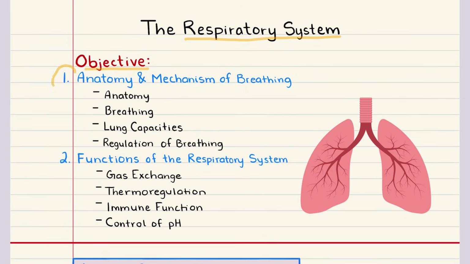First, we're going to go over the anatomy and mechanics of breathing. We're going to walk through the structures of the respiratory tract, how breathing works, the different lung volumes, and how breathing is regulated by the brain. Then we're going to explore other functions of the respiratory system, things like gas exchange, thermoregulation, immune defense, and how the lungs help maintain blood pH.